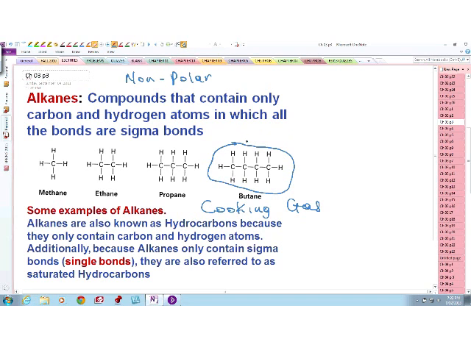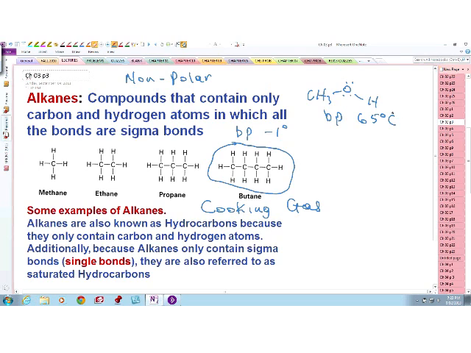Now, if you take a look at the butane molecule, butane is a gas. The boiling point is -1 degrees. Now, if you compare this to methanol, methyl alcohol, the boiling point of methyl alcohol is 65 degrees.